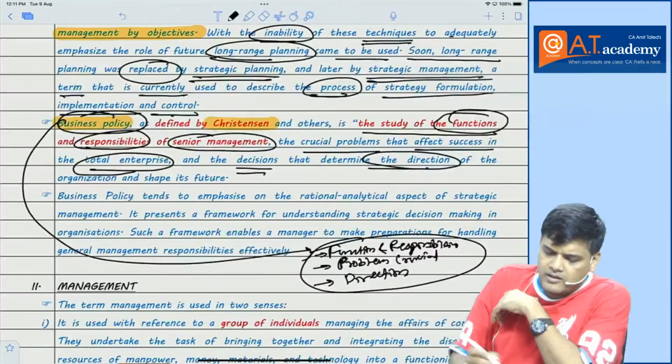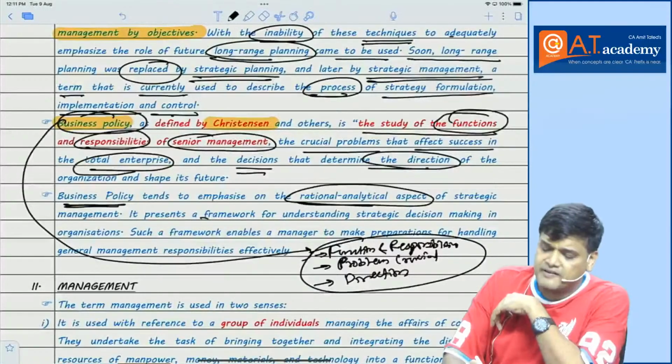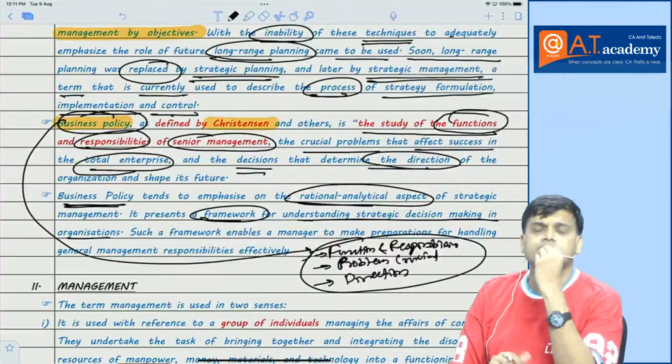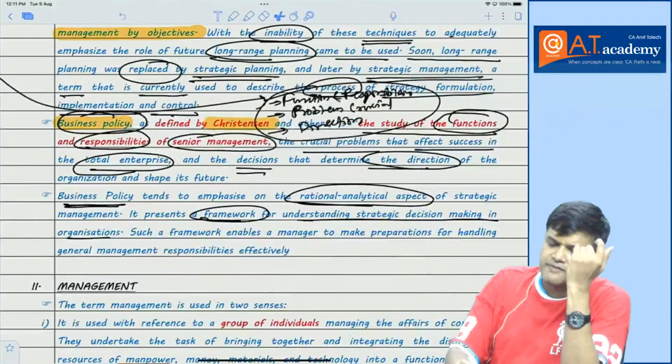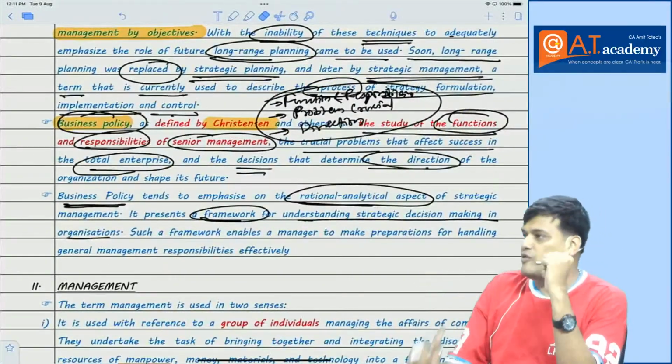Business policy tends to emphasize the rational analytical aspect of strategic management. It presents a framework for understanding strategic decision making in organizations. What is the meaning of framework? Like a blueprint. Framework is like a blueprint. Blueprint मतलब क्या होता है? आगे कैसे करना है आपको, आगे कैसे जाना है.